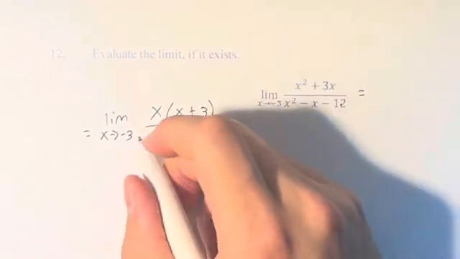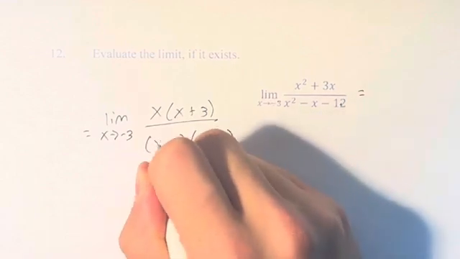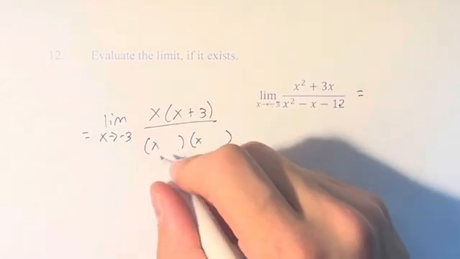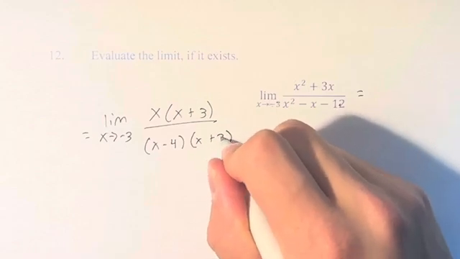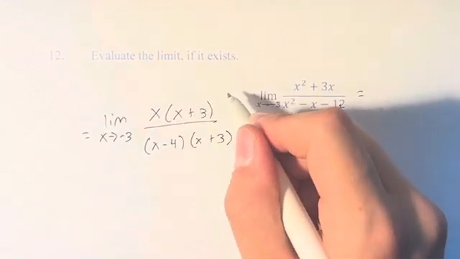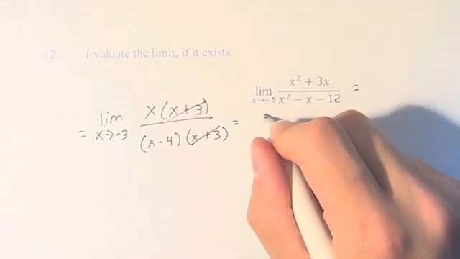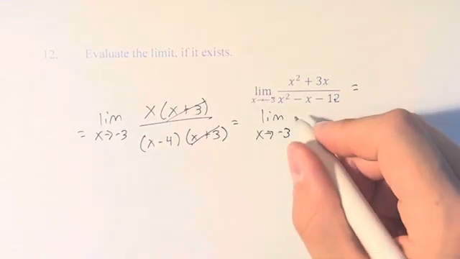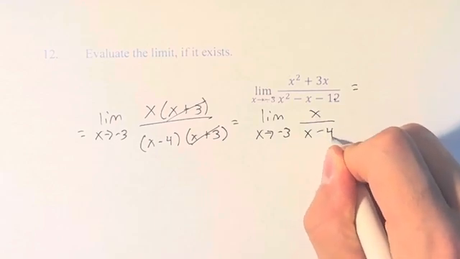And here we have a trinomial, so we set it up like this. We need two numbers that multiply to negative 12 and add to negative 1. So that's negative 4 and positive 3. And so now we have two things that can cancel, and therefore this is equal to the limit as x approaches negative 3 of x over x minus 4.